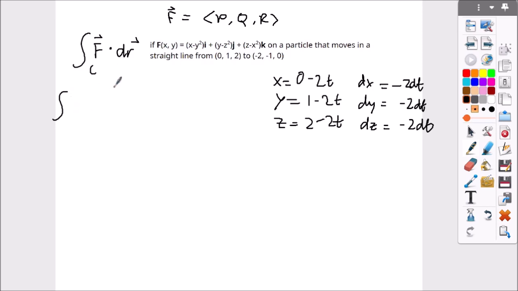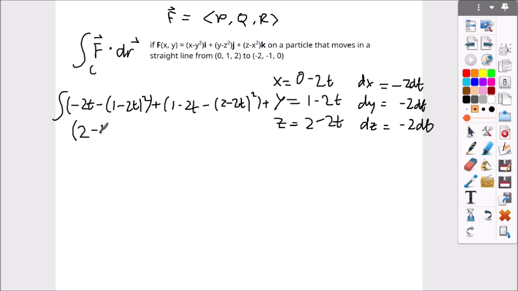What are the bounds? I'm going to leave the bounds blank first of all. x minus y squared, minus 2t minus (1 minus 2t) squared. That's actually very messy. This is going to be very messy. And then plus 1 minus 2t minus (2 minus 2t) squared, plus 2 minus 2t minus 2t squared, or minus 2t squared. So it's so disgusting. It's such a disgusting function. It really is. All right, put all the parentheses you need, dt.